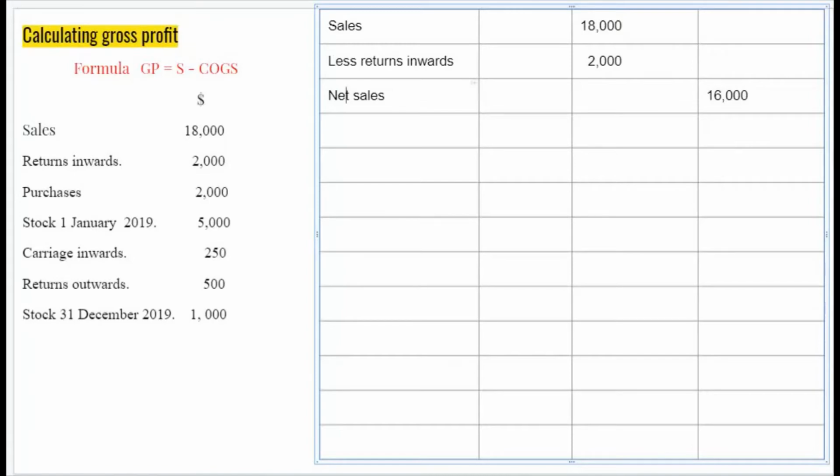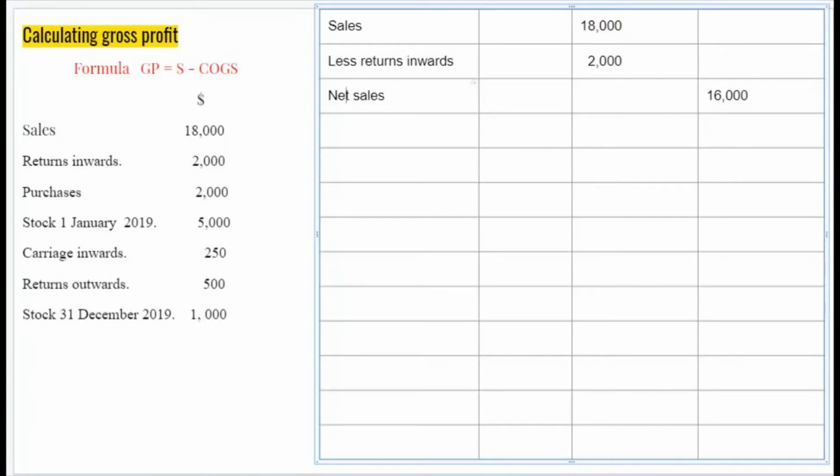move to the third column here and put in the total for sales. But once there's return inwards, you have to subtract it, because this would reduce the amount of sales in the business. All right, so now that we know the total sales, remember that we want to find, yes, you are correct, we want to find gross profit.